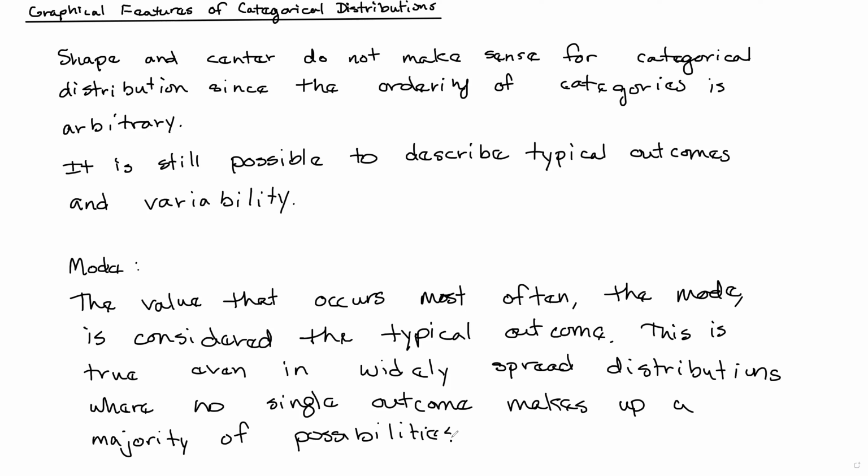One more comment on the mode: what do we do if two things have the same number of outcomes and they're both the highest? We retain the idea of a bimodal or a multimodal distribution. If you have two things that have the highest number of outcomes, then we say that the distribution is bimodal. And if you have more than two, then we say it's multimodal.